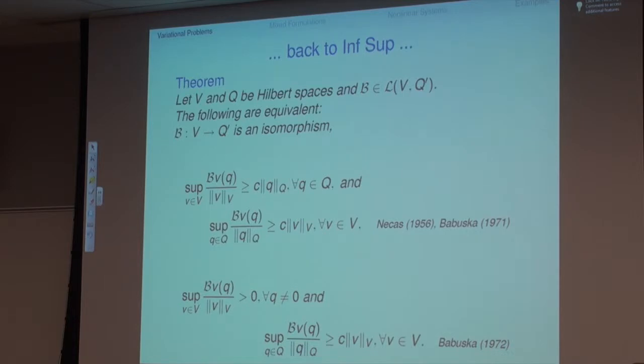From the names, you can kind of tell where it's coming from, but you have a pair of spaces as before. We have an operator B mapping continuous linear from V to Q prime. Then I have equivalent conditions here. B is an isomorphism. That statement is equivalent to that pair right there. This one says that B prime is bounded below. This one says that B is bounded below. If both of them are bounded below, then the operator B is one-to-one and onto.